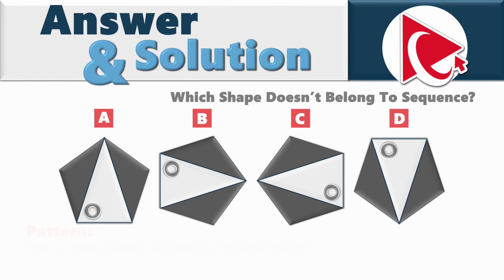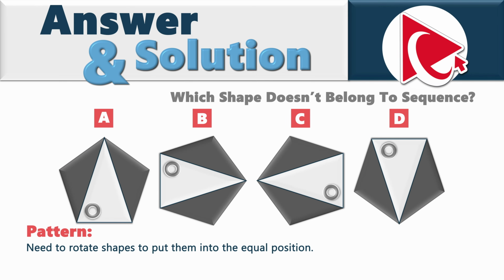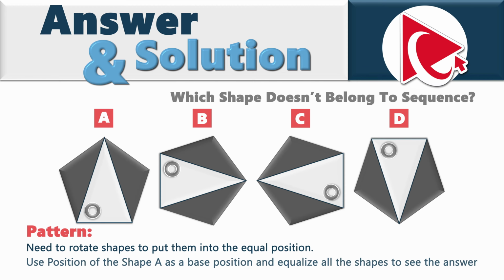To solve it, you need to rotate the shapes to put them into the equal position. For example, we can use position of the shape A as a base position. And this will help us equalize all the shapes to see the difference and find the answer. We can keep shape A in the same position. All we need to do is to rotate shapes B, C, and D.